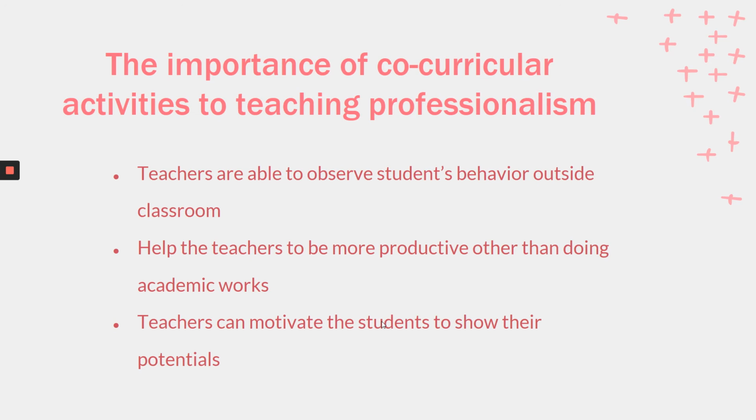The importance of co-curricular activities to teaching professionalism. The teacher are able to observe student behavior outside of classroom because in one class the teacher will get around 30 to 40 student, so it is really hard to get to know the student one by one in the class. So through co-curricular activity, the teacher can observe the student more by many platform.